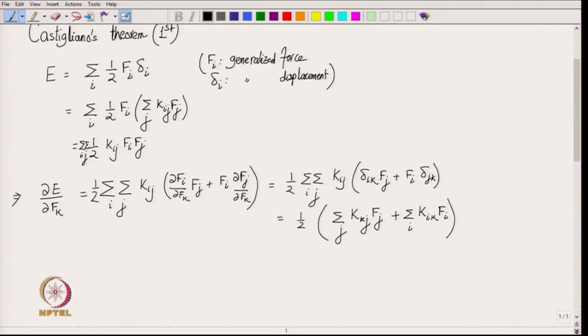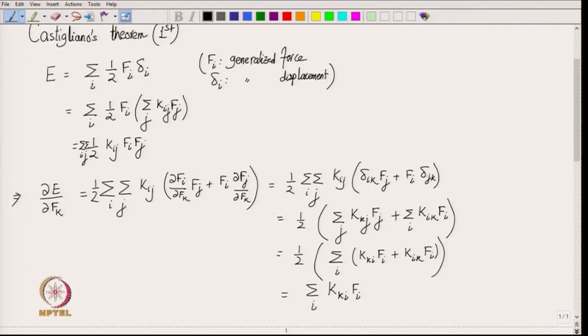In the first term we have summation over j, and then summation over i, but the indices of summation are dummy. So, we could replace j with i. So, this becomes half summation over i k_ki F_i plus k_ik F_i. And then we use the reciprocal relation, which is that k_ki is the same as k_ik. So, this half will then be gone, and we simply have summation over i k_ki F_i.